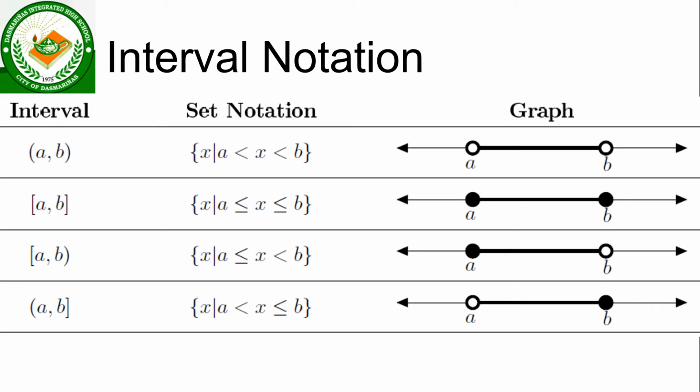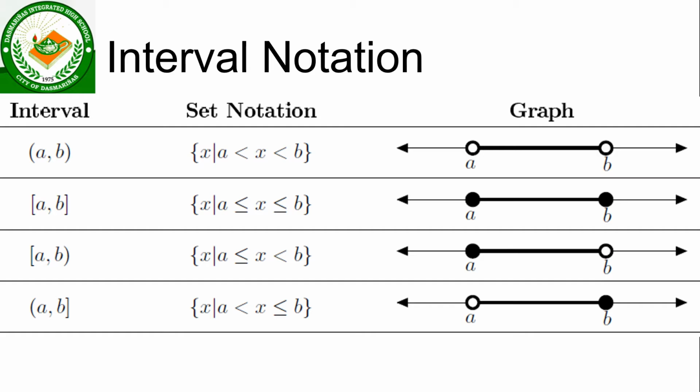Okay, so interval notation. Say we have here (A, B), from A exclusive up to B exclusive. We can rewrite it as the set of all x such that x is greater than A but less than B. In the graph, we have this: A is hollow and B is hollow, and the solution is any number in between A and B, but not including A and B.